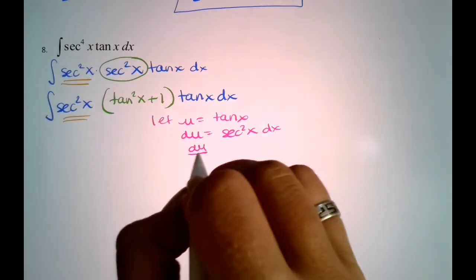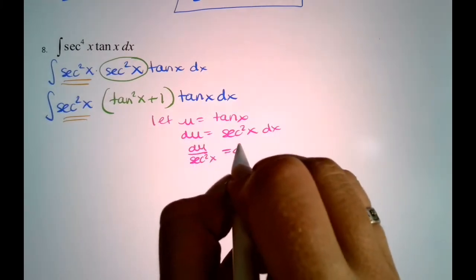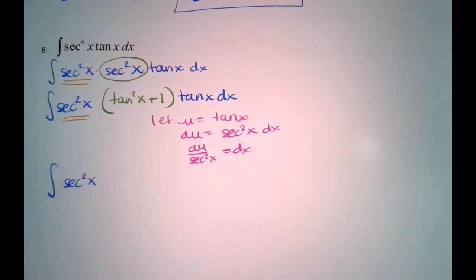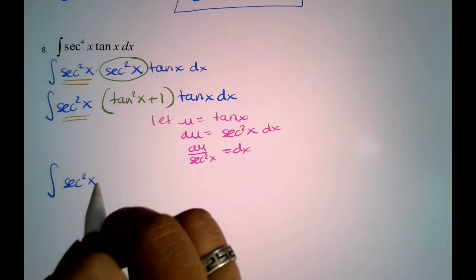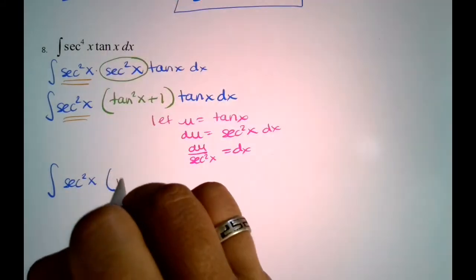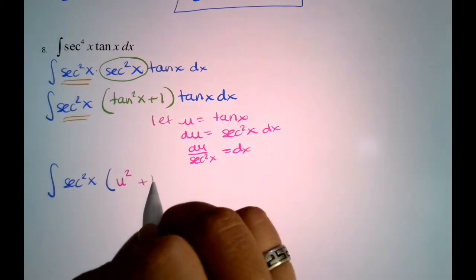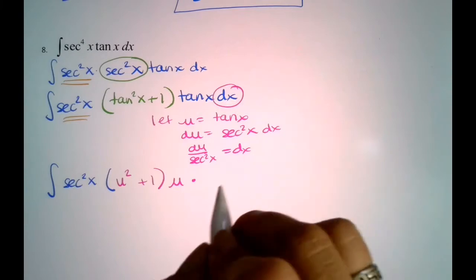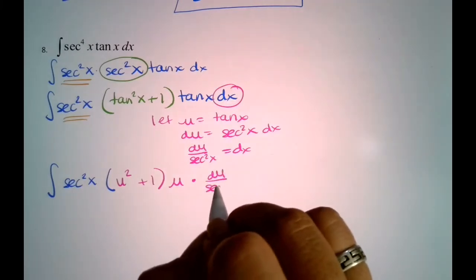I'm going to do my follow through that I do on any u substitution problem, and I'm going to reimagine this integral. Again, I'm supposed to save that secant squared, but anywhere I have a tangent, I'm going to replace it with u. I've got u squared plus 1 and an extra u. In place of dx, I'm writing du over secant squared.